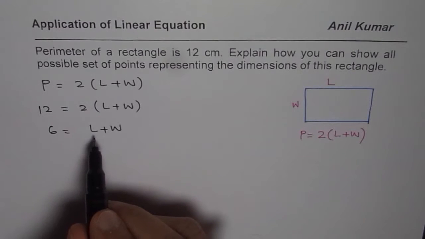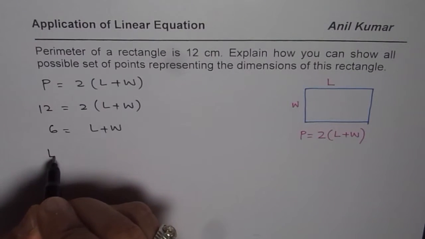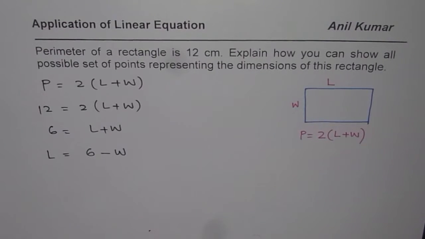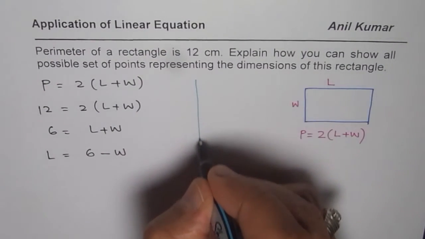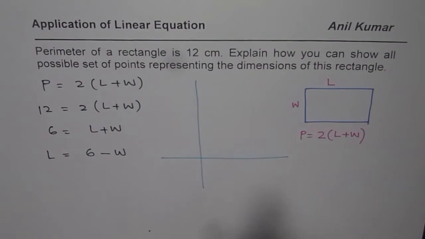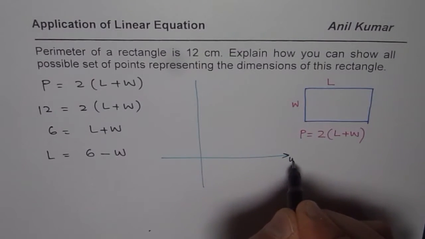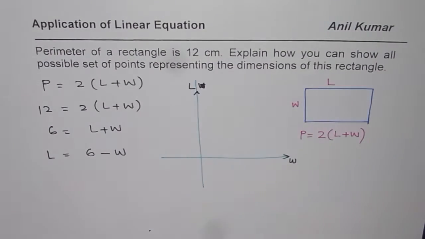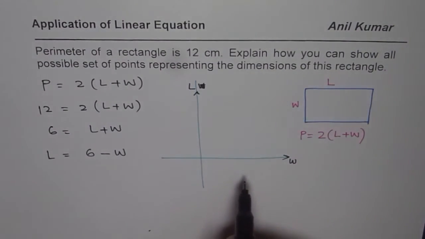Well, we can write one variable in terms of the other. So let us say L equals 6 minus W. Now, let me sketch a graph here with different values of W. Let's say the width is plotted along the x-axis and length is plotted along the y-axis. Then we should get a set of points representing the dimensions of this rectangle, correct? So let's make a table of values to do so.